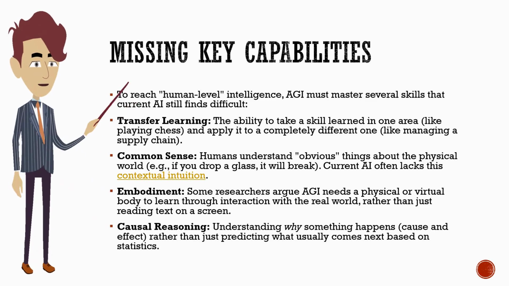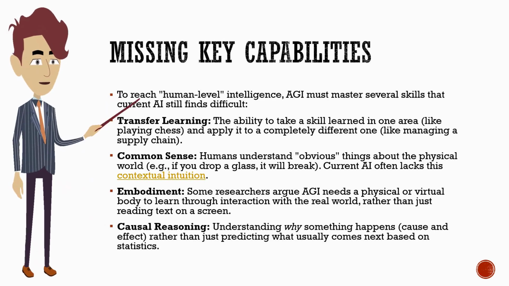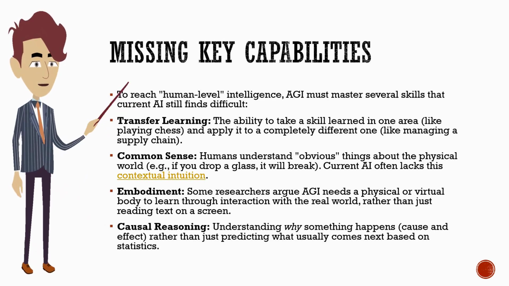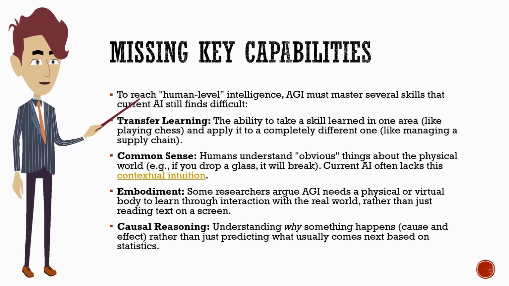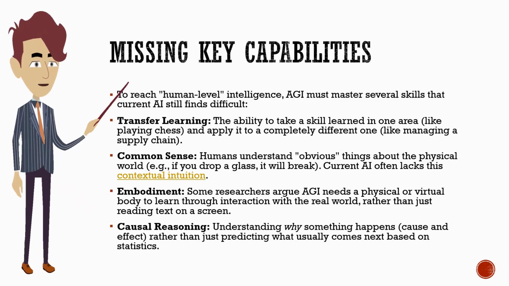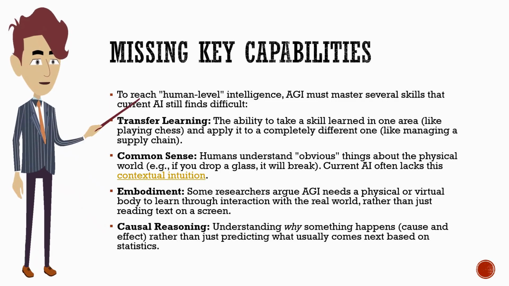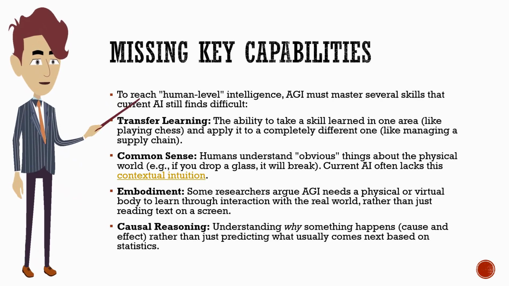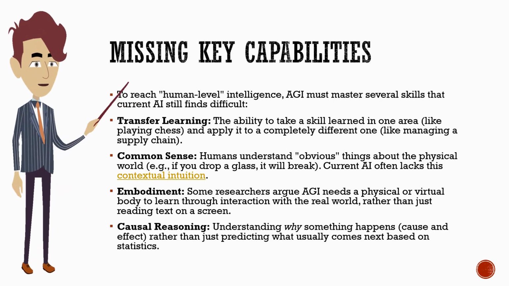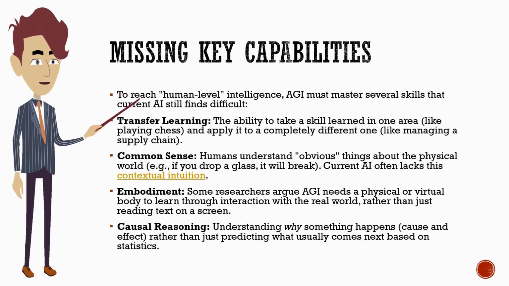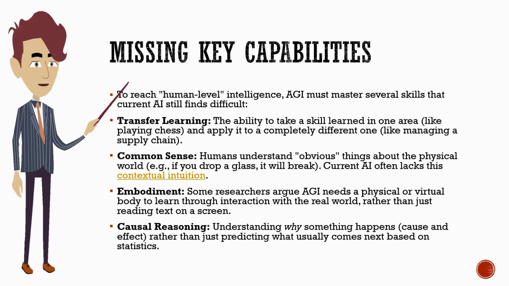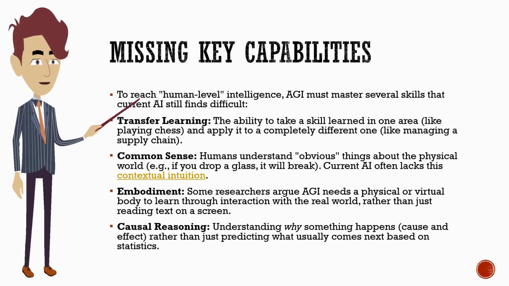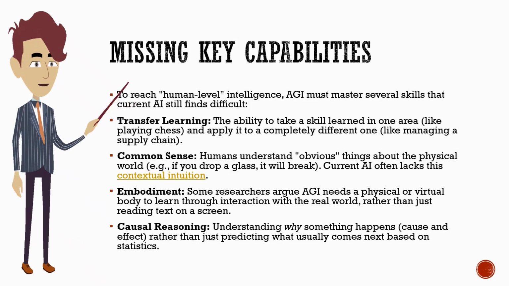The sensory system needs some physical interface with the world. Rather than just being present in a virtual world, in software, or just reading text on a screen, that will not help. So again, many researchers believe AI will need some kind of physical interface. And then causal reasoning, basically. So understanding why something happens, cause and effect, rather than just predicting what usually comes next based on statistics.